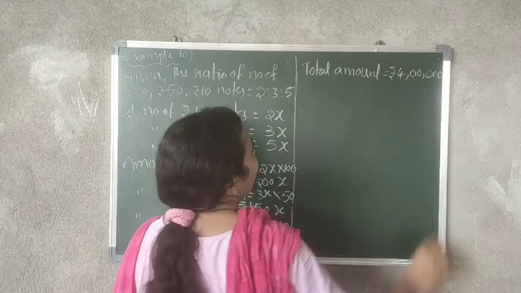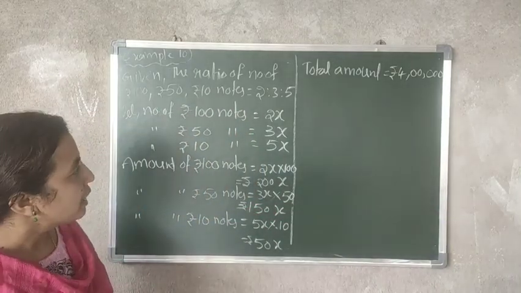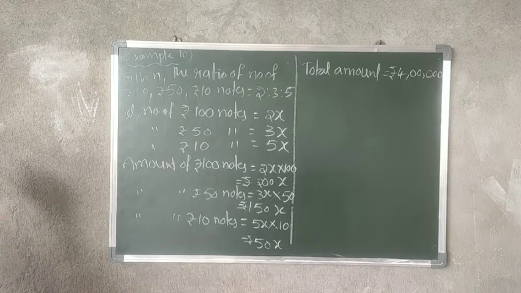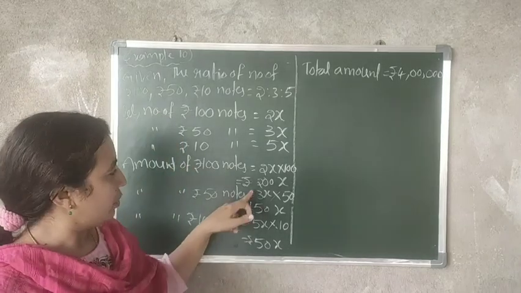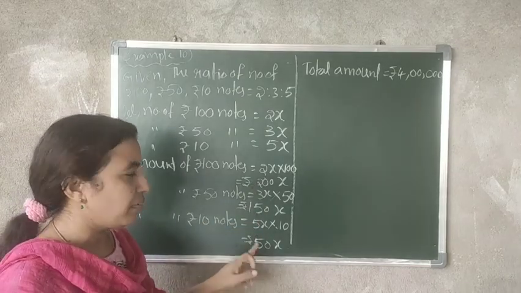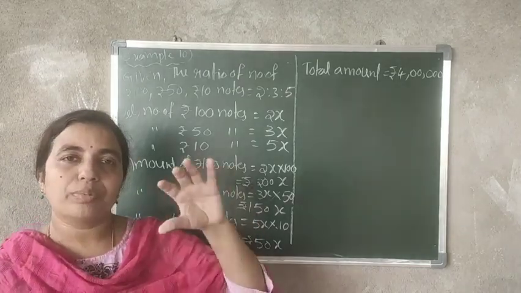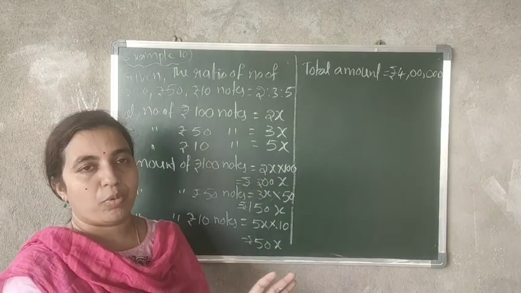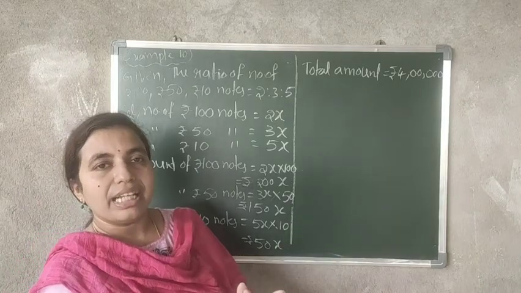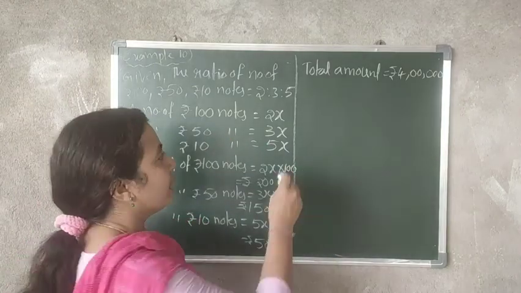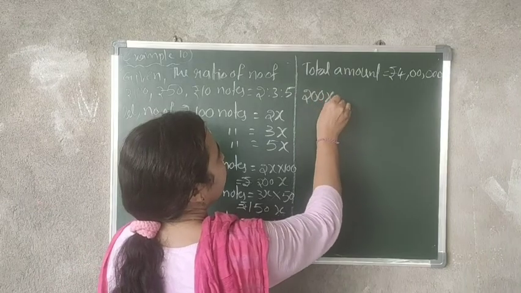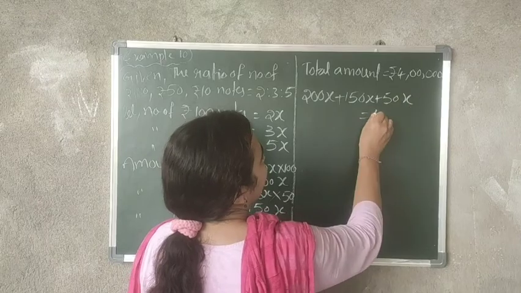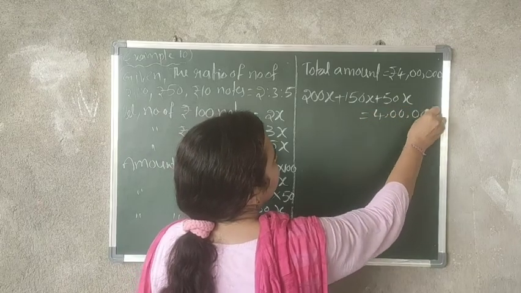Was given as 4 lakhs. Total amount is given as 4 lakhs. See, how will you get the total amount? By adding all the denomination amounts. 200x plus 150x plus 50x. All the amounts you have to add now: how much 100 rupees amount is there, how much 50 rupees amount is there, and how much 10 rupees amount. If you add all those 3 amounts, you will get the total amount. So this is nothing but 200x plus 150x plus 50x is equal to 4 lakhs.